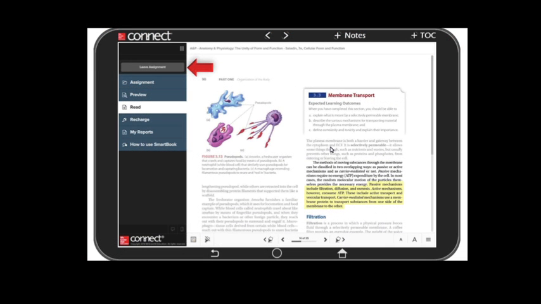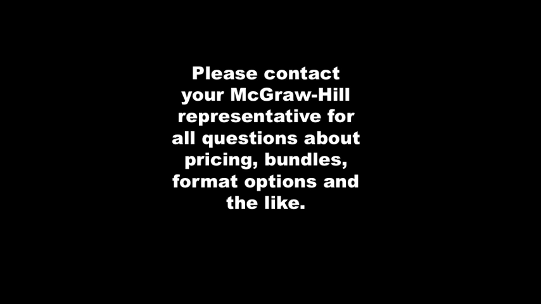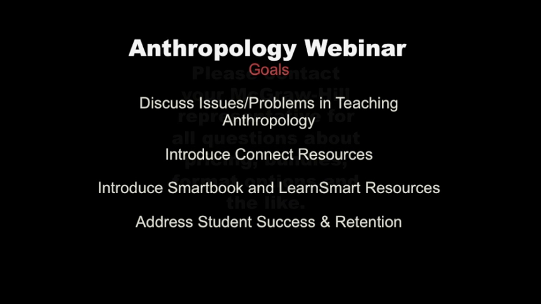And the other thing that I think is exciting on the horizon in terms of a lot of the things you might be using with Connect in anthropology is that a lot of this is transferable to the mobile platform. And so students will be able to interact more greatly with their texts through examples like this, which is from another discipline. And what is exciting is that McGraw-Hill is always developing new resources, and these get added very quickly in terms of giving students new opportunities to engage with their texts. And as I suggested earlier, if you have any specific questions about pricing and bundles and formatting options, please talk to your McGraw-Hill representative. They can get you the most current information.